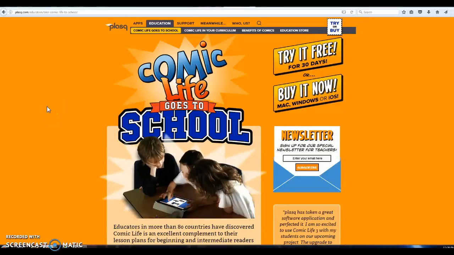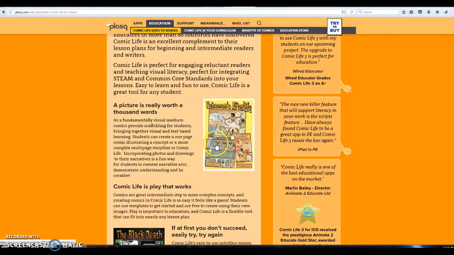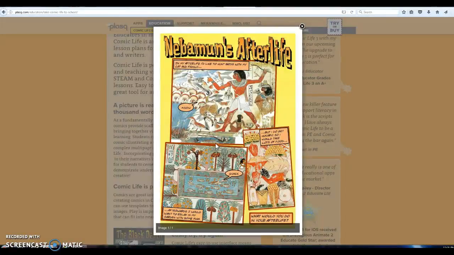All right, the third tool that I'm reviewing is going to be Comic Life for schools. This one's a little more fun than I think the other ones are. With this one you could create comics out of pretty much anything. It's set for a school type mentality. So, for example, here's a picture right here of Egypt.